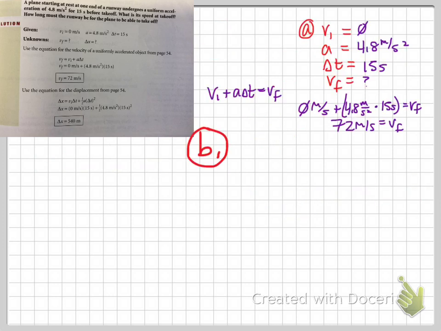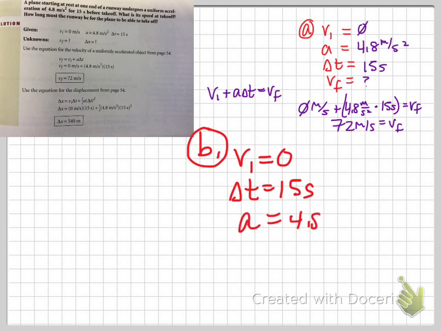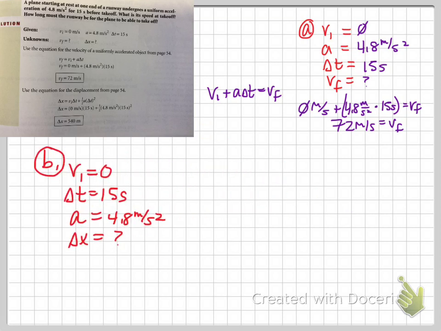So for part B, we still have a VI of 0. We are given delta T of 15 seconds, and we are looking for delta x. Oh, we have the rate of acceleration. I'm sorry, we have the rate of acceleration, 4.8 meters per second squared. And we're looking for delta x, the displacement that's required. So we'll set that aside.